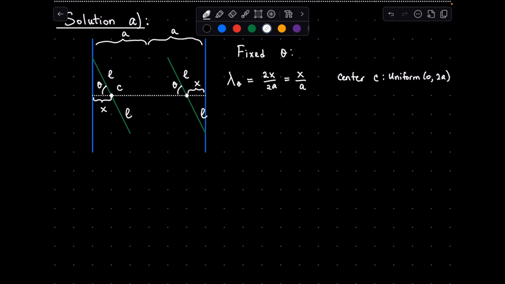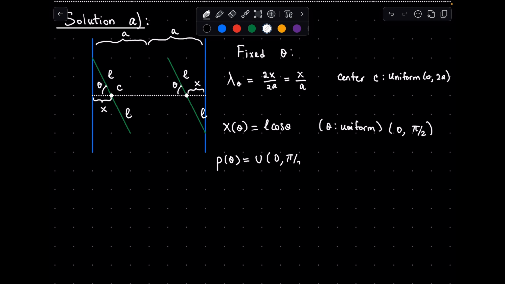Now, the above is for a fixed theta, but note that x is a function of theta. Namely, x sub theta is equal to L times cosine theta, as you can see from this triangle. We are also assuming that theta will be distributed uniformly due to the initial random spin, and it can take values from 0 to pi over 2. We don't need to consider the range from pi over 2 to pi, because that's symmetric to the 0 to pi over 2 case. Now, remember that the uniform probability density function in general is given by 1 over b minus a. So for our case, it will be 1 over pi over 2.